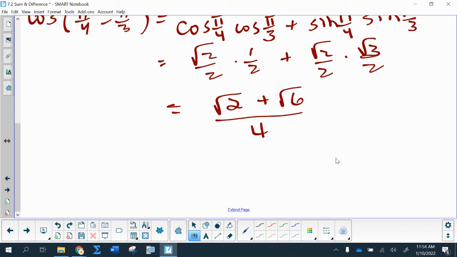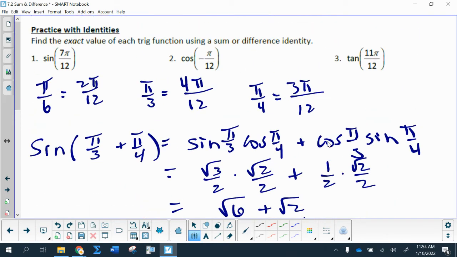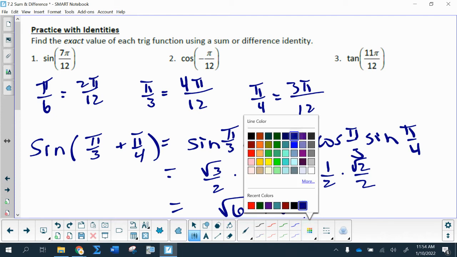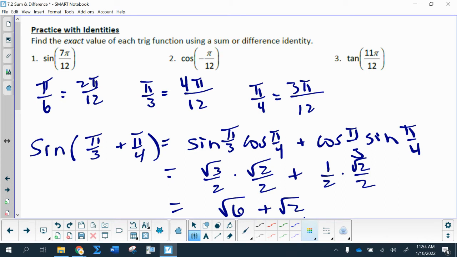Okay. Last one now is tangent of 11 pi over 12. So it looks like I can't use the angles that I have here. I'm going to have to go one bigger, or maybe two bigger. Let's just keep going. So let's say if I use pi over 2, so pi over 2 is actually 6 pi over 12.